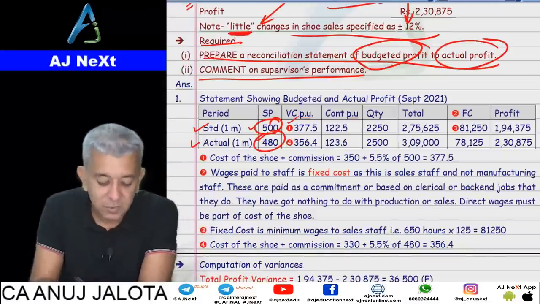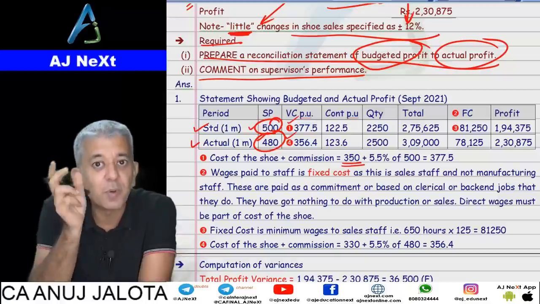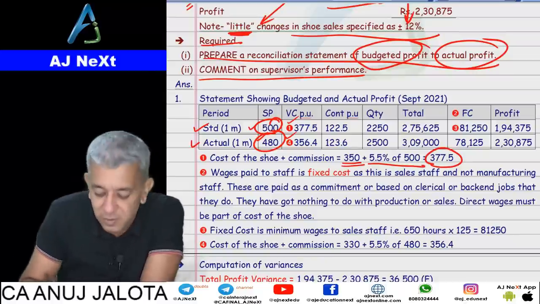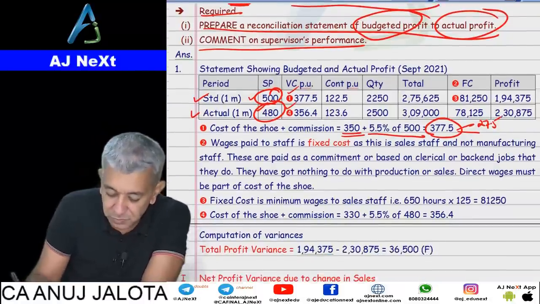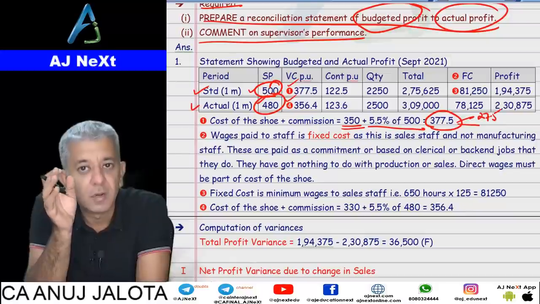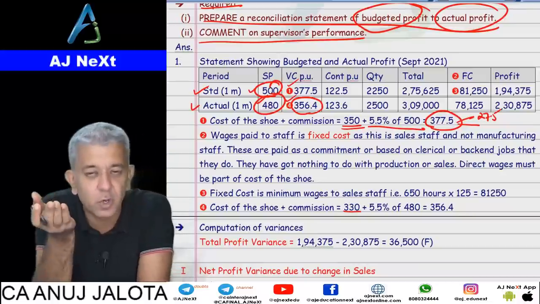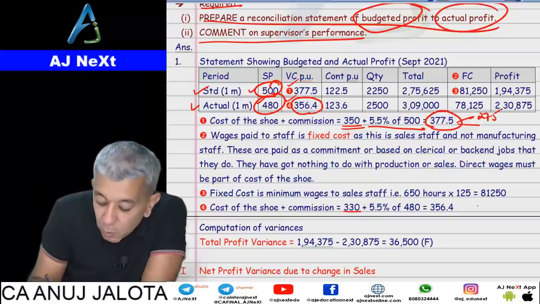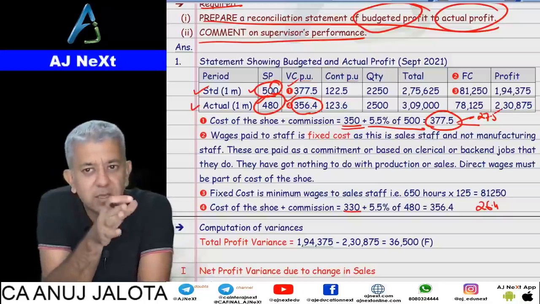So how does this 1 come, how does this 4 come? 350 rupees was supposed to be the budgeted cost plus 5.5% of the budgeted selling price. 5.5% of 500, you can compute that, should be coming to 377.5. Out of that, 27.5 is nothing but commission over here. Further, the fourth thing is 356.4. Out of that, 330 is nothing but your actual cost of the shoe plus 5.5% of 480. I think that 5.5% of 480 we computed over here as 26.4, which we have written over here. So 26.4 plus 330 will make it 356.4.